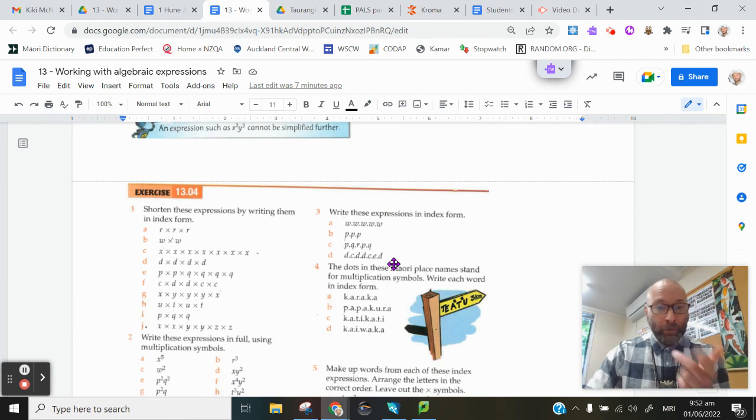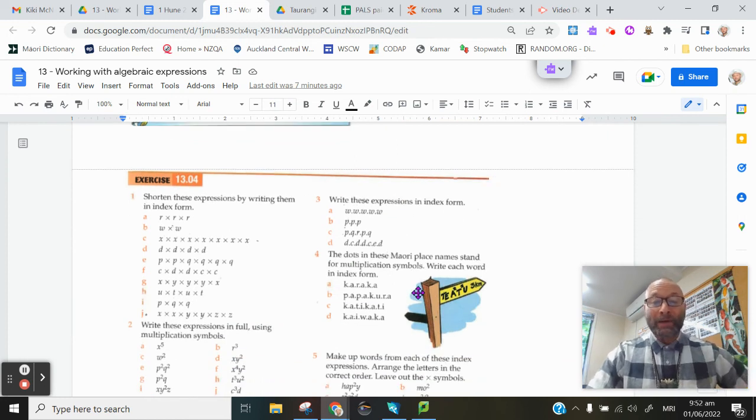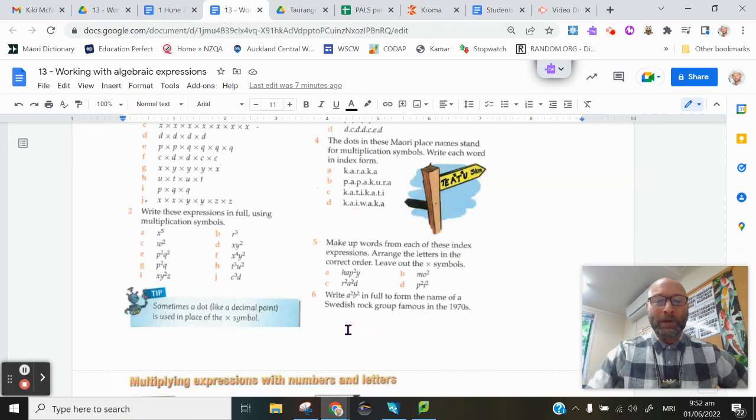We're going to try a few of 1304 as today's mahi kura, especially number 4. I want us to try number 4 as our mahi kura.